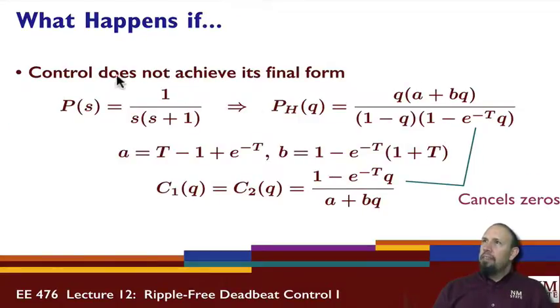So what happens if the control does not achieve its final form? Here is our plant. Here it is in the Q domain. I'm going to choose this controller. Again, notice that this pole is stable, and I'm going to cancel it with this 0 of my controller, and I'm going to choose the values of A and B according to these formulas. That's the same A and B. So notice I'm canceling these zeros, canceling these poles. Notice it's stable, so it should be okay, right?